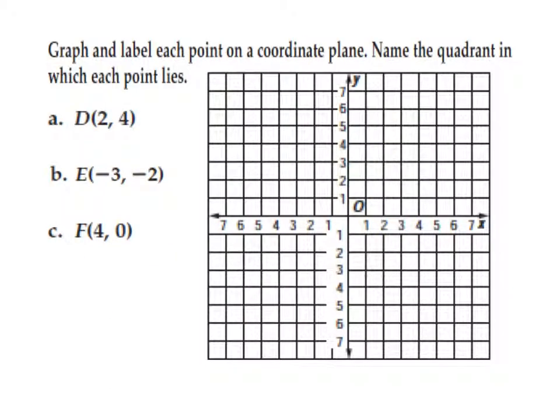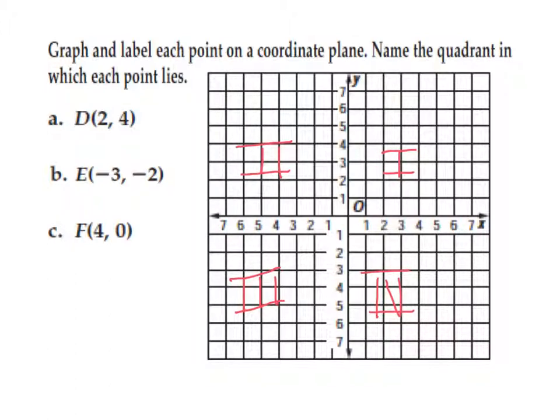Our next slide says graph and label each point on a coordinate plane. Name the quadrant in which each point lies. Well, to help us out here, I will name my coordinates already. This one is the first coordinate, second coordinate. This is the third coordinate. And the last one is the fourth coordinate.